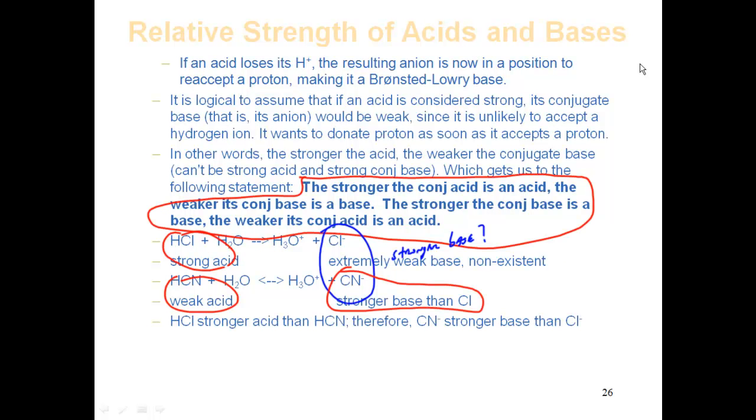Okay, HCl is a stronger acid than HCN. Therefore, CN minus is a stronger base than Cl minus. So the answer is CN minus. The cyanide ion is my stronger base. That's my stronger base. And cyanide ion is my stronger base.